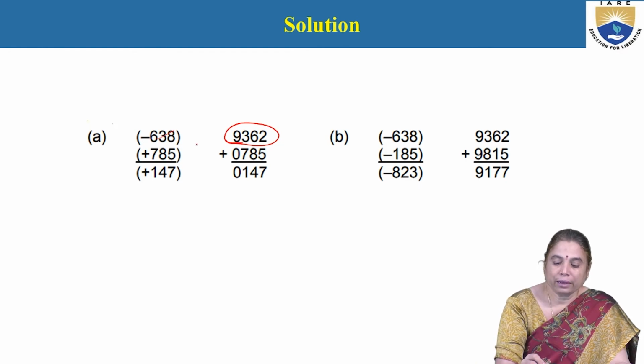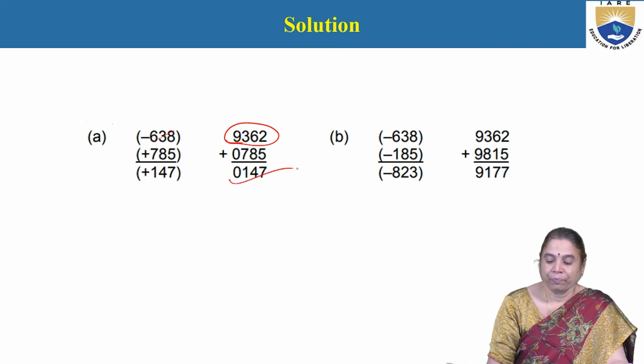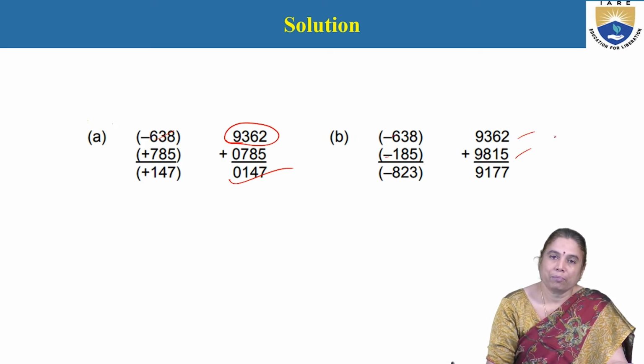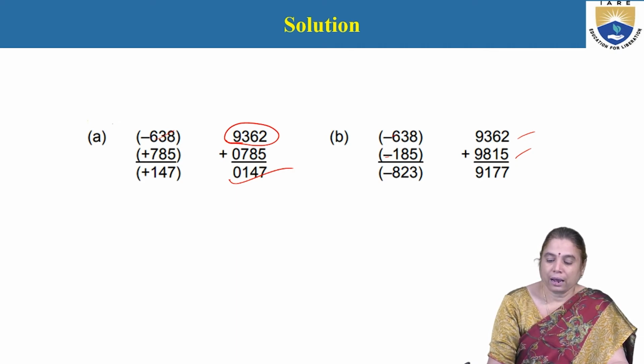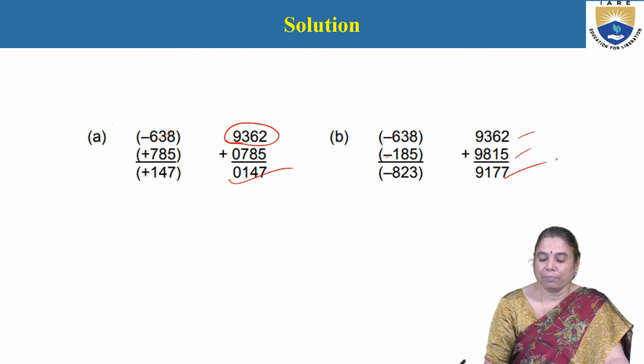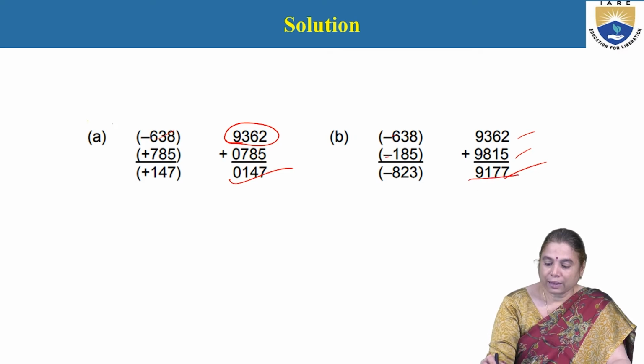For that, the negative number can be represented in the tens complement, that can be added, so that we can get the result of 147. And here both are negative numbers, so both numbers can be represented in the tens complement form. First, we have to find the nines complement, and to that nines complement add the 1 in order to get the tens complement and perform the addition. So, minus 638 minus 185, we can get minus 823. So, here the result is in the tens complement form.